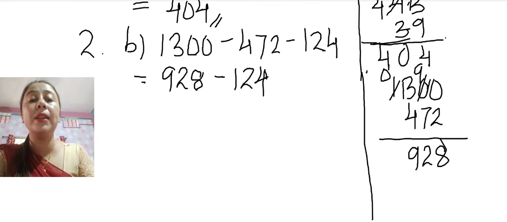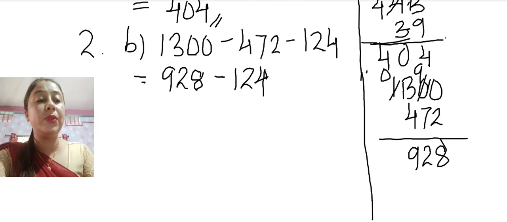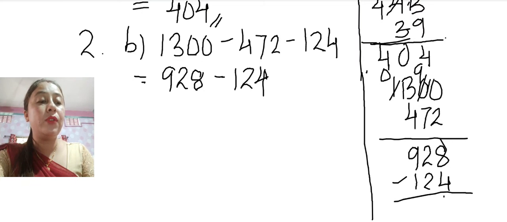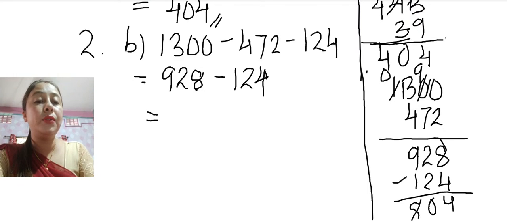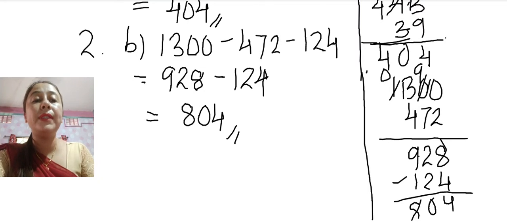Again, we have to subtract 124 from 928. So let us subtract again. Minus 124. 8 minus 4 is 4. 2 minus 2 is 0. And 9 minus 1 is 8. So our answer of number 2B is 804. So hope you all have understood what we have done. I have first subtracted the first number, and then whatever the answer I have got, I have subtracted it from second number.